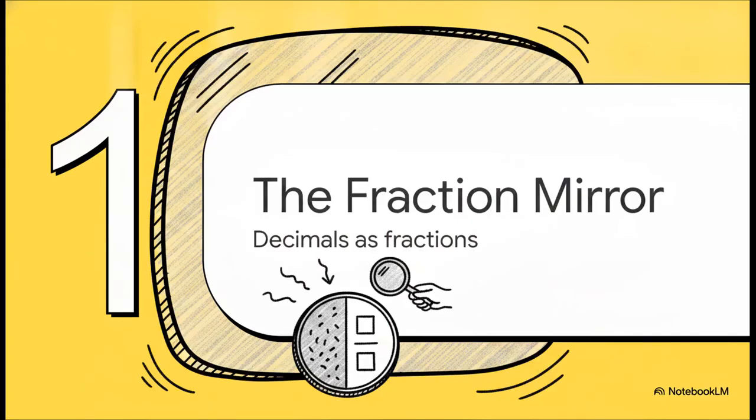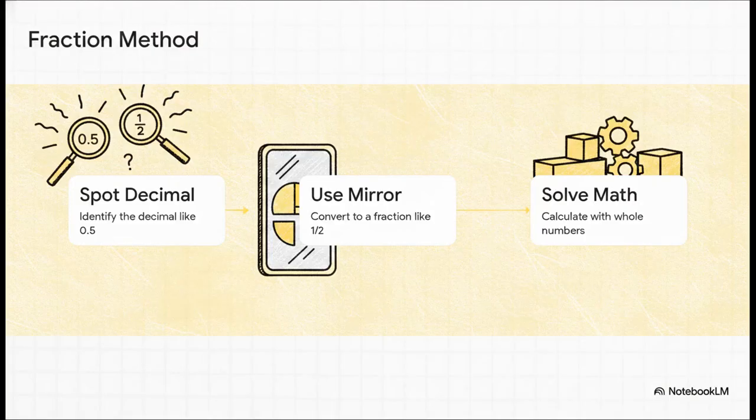Section 1. Unveiling the fraction mirror. Okay, to break this illusion, we need a special tool. We're going to take this confusing decimal and look at it from a totally different angle. The mechanics here are surprisingly simple when you break them down. Step 1, we spot the trickster, that 0.5. Step 2, we hold it up to the mirror. Ask yourself, what is 0.5 really? Well, it's exactly the same as the fraction 1/2, or 5/10.